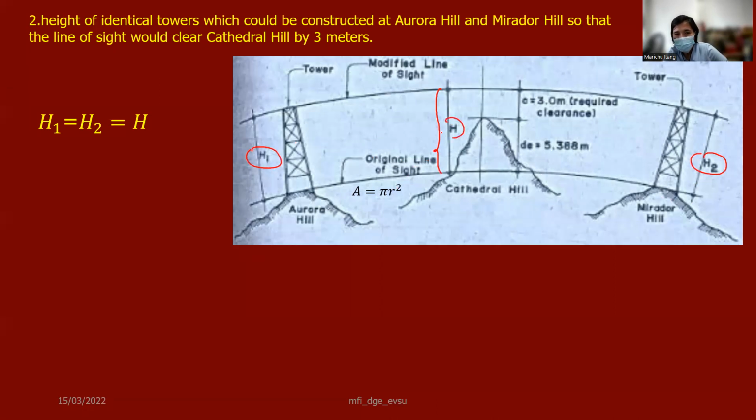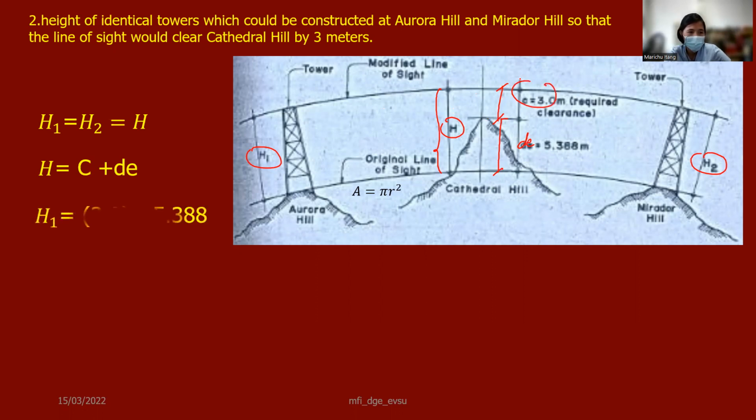H, when the illustration, this is just equivalent to DE, right? This is DE plus yung ating given na clearance, which is 3. So this H is equivalent to DE plus C, right? Yung ating required na clearance na 3 meters. Therefore, since H is also equivalent to H1 and then equivalent to H2, we can now solve H1.